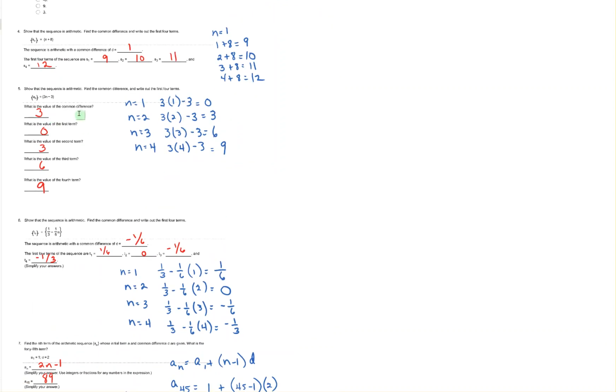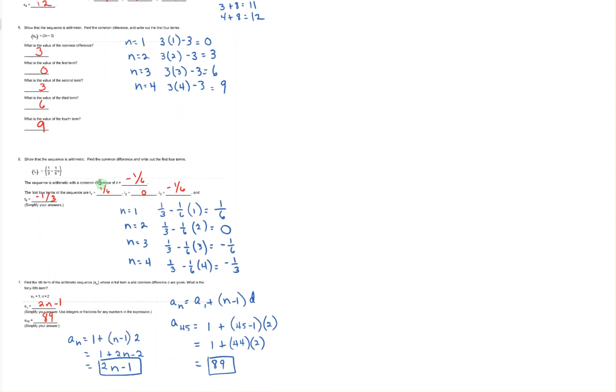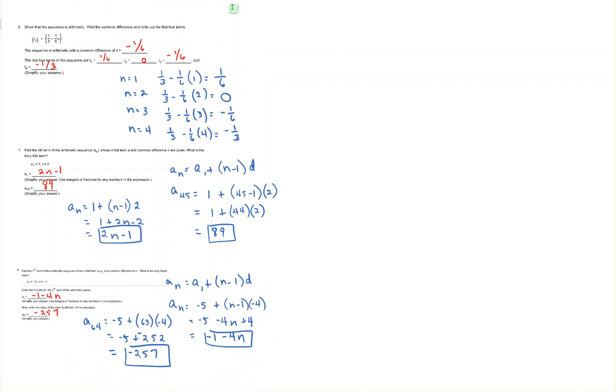Show that this sequence is arithmetic. Find the common difference, write out the first 4 terms. So 3n minus 3. If n is 1, 3 times 1 minus 3, we'd get 0. 3 times 2 is 6, minus 3 is 3, and so on. So the value of the common difference is 3. The first terms are 0, 3, 6, 9. We got the 4 terms. Let's look at number 6.